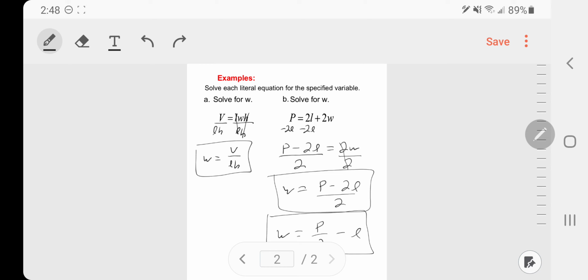All right, so continue to look at these. We're going to do a whole bunch of examples with these this week. But that's the general idea of how to solve literal equations.